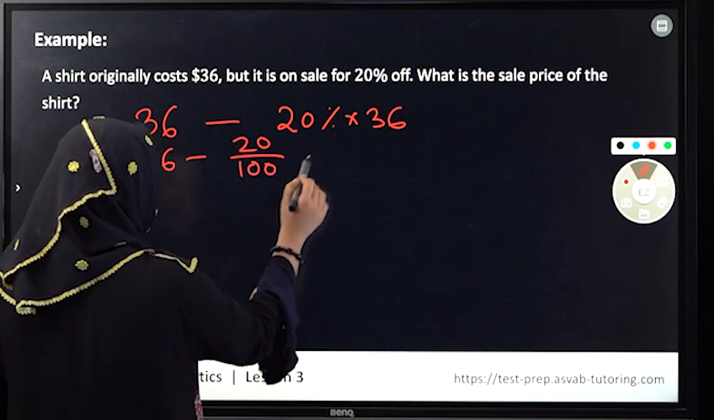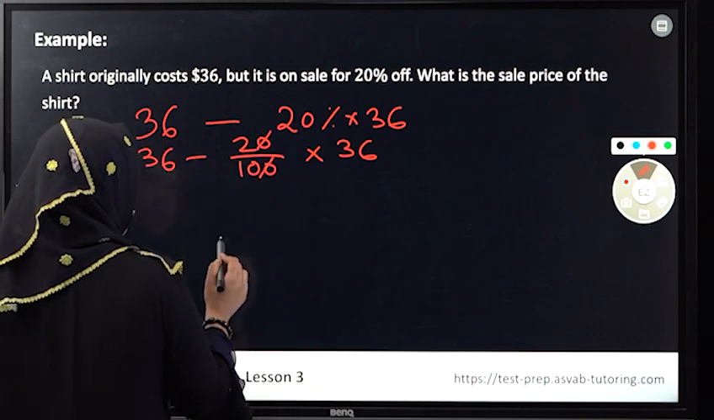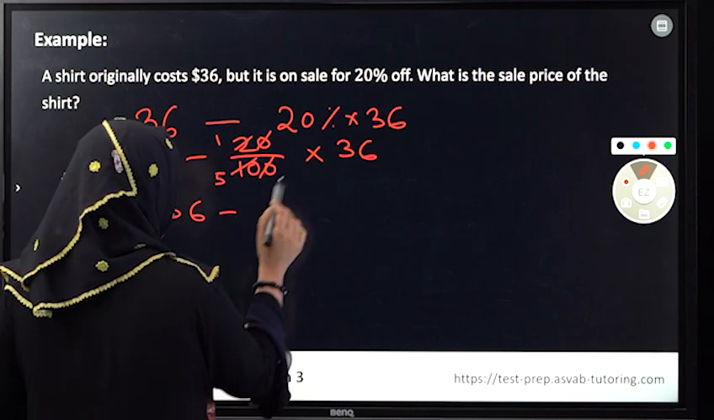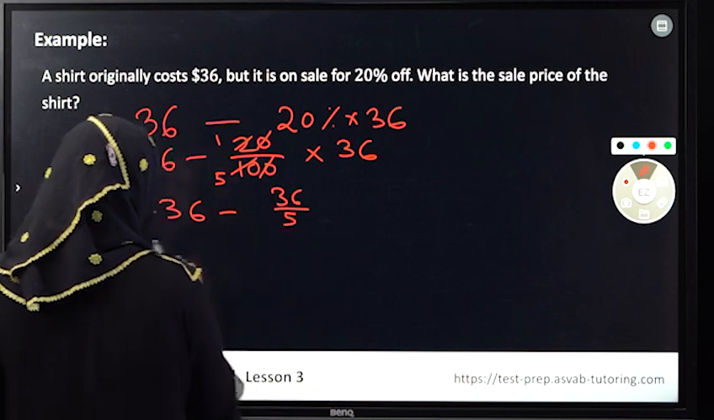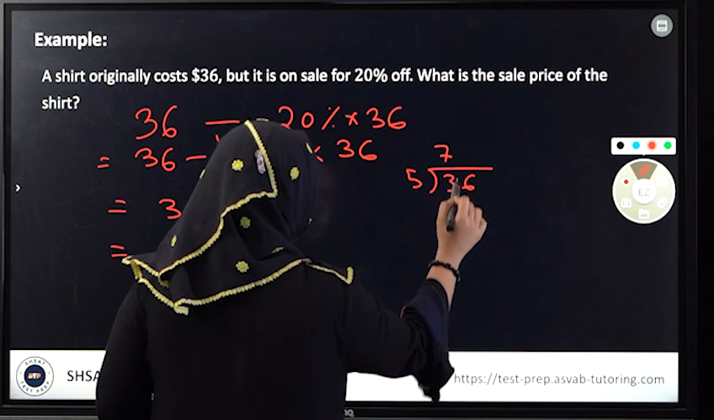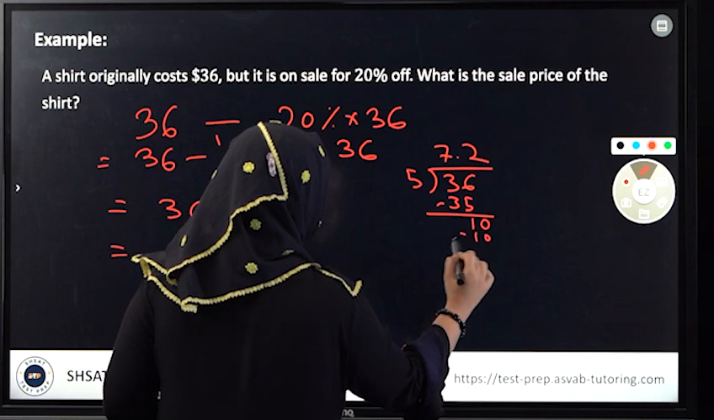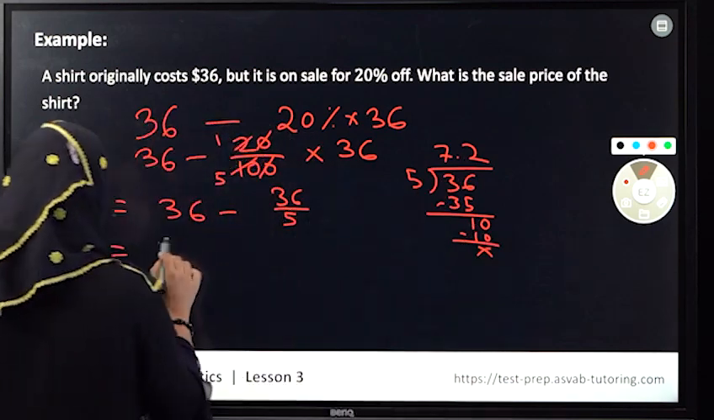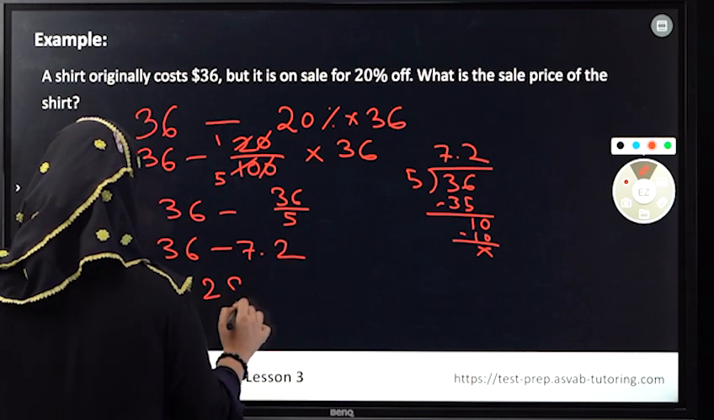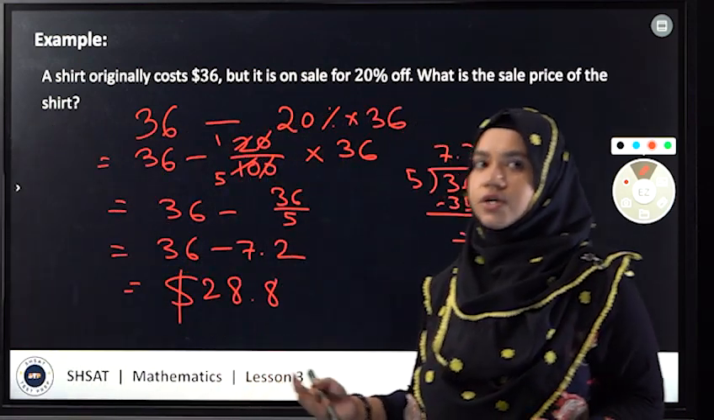So it's going to be 20 by 100 times 36. Then what? Now you can cut the zeros off. You can also do this. So that gives me 36 minus 36 over 5. If you want to, you can very quickly do this division. 5 times 7 is 35. 1, 0, 2, right? So that's 7.2. So you are going to do 36 minus 7.2, which gives you $28.8. So that is the sale price for the shirt, as you can see.